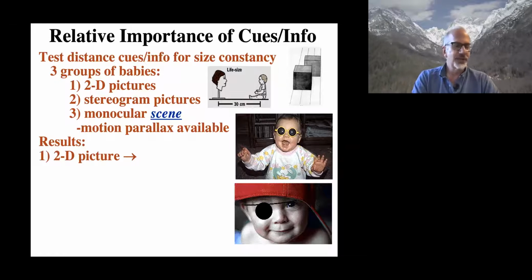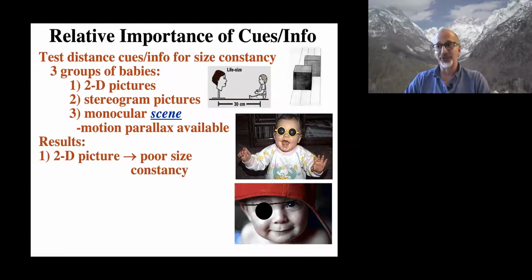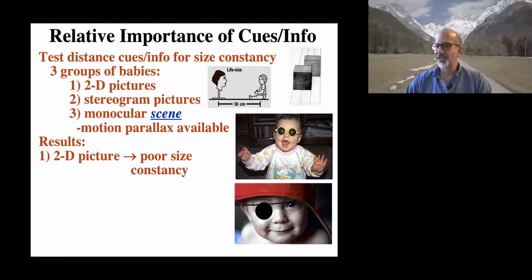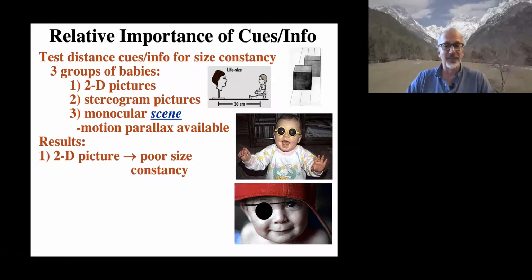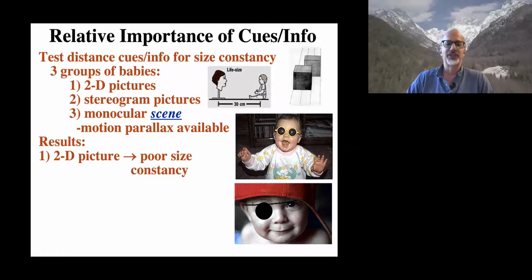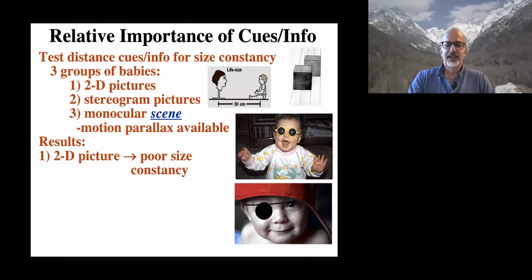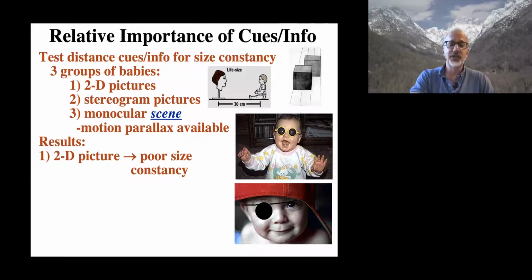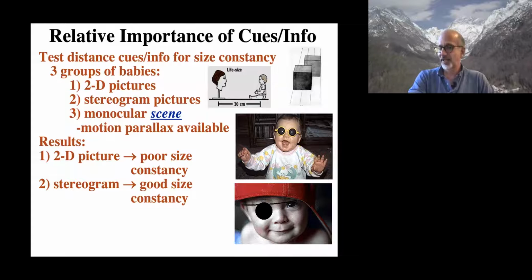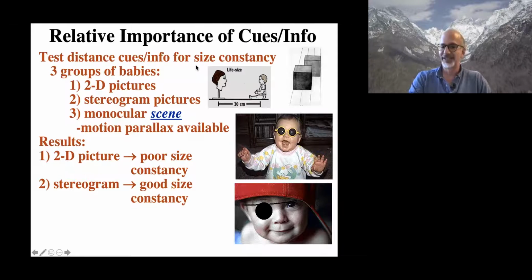With the 2D pictures, they're not good at all. They do not show size constancy. In other words, they're not able to perceive depth very well at that point, at least, in order to show size constancy. So we're using size constancy as a way of measuring depth in this case, measuring the sensitivity to the different visual dimensions that might convey depth information. They don't show great size constancy. The second group of babies, the ones that are seeing the stereogram pictures, they do better. They show pretty good size constancy. Not perfect, not as good as the kids in this original experiment, but they do well.